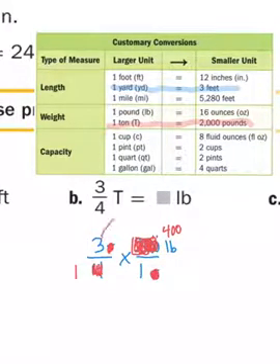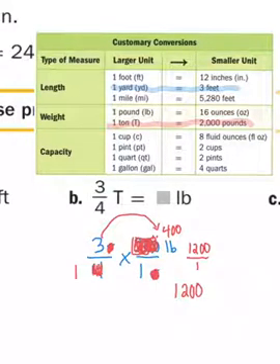Now I solve. 3 times 400 is 1,200. 1 times 1 is 1. So my answer is going to be 1,200 pounds. Okay, you ready for the third one?